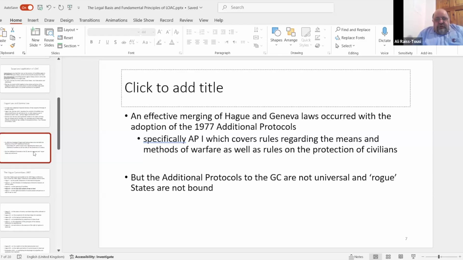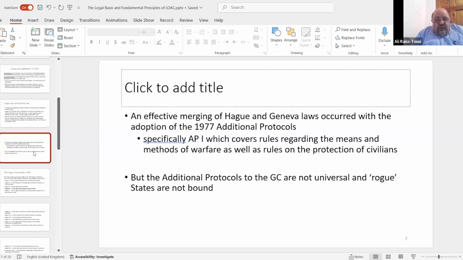The first two were agreed and opened for signature in 1977, and they are important. Specifically, additional protocol number 1, which covers both the rules regarding means of warfare and methods of warfare, i.e. Hague law, and the rules on the protection of civilians, which would have been Geneva law.